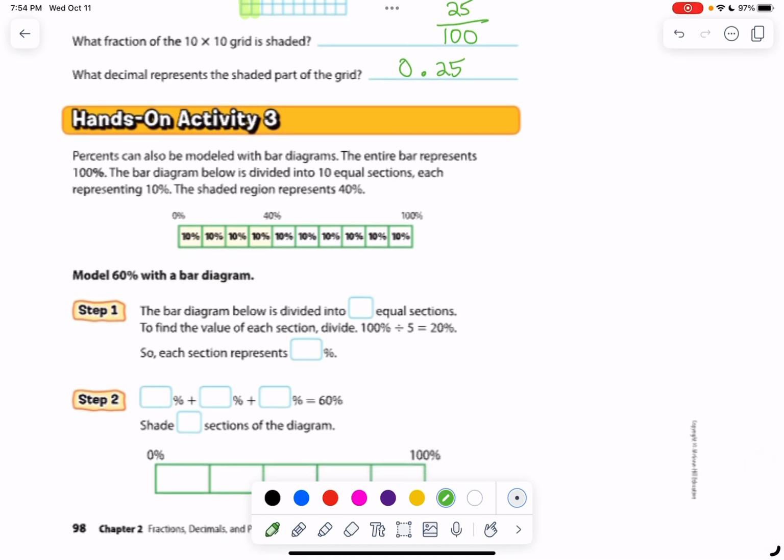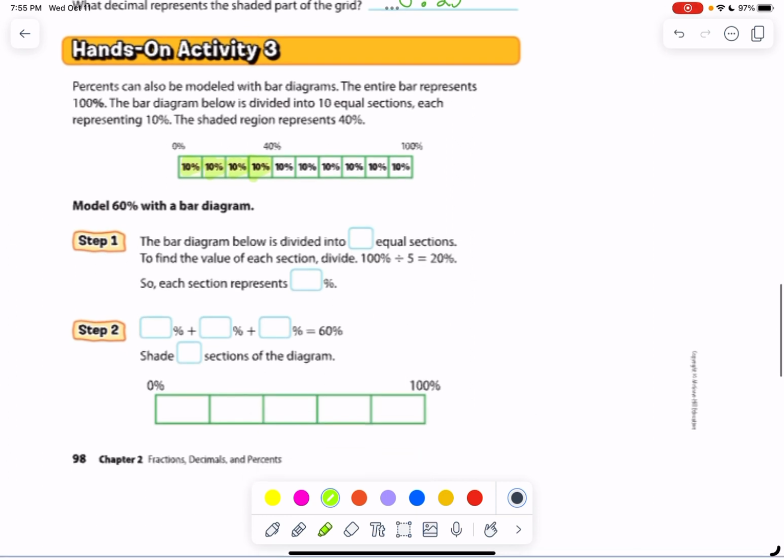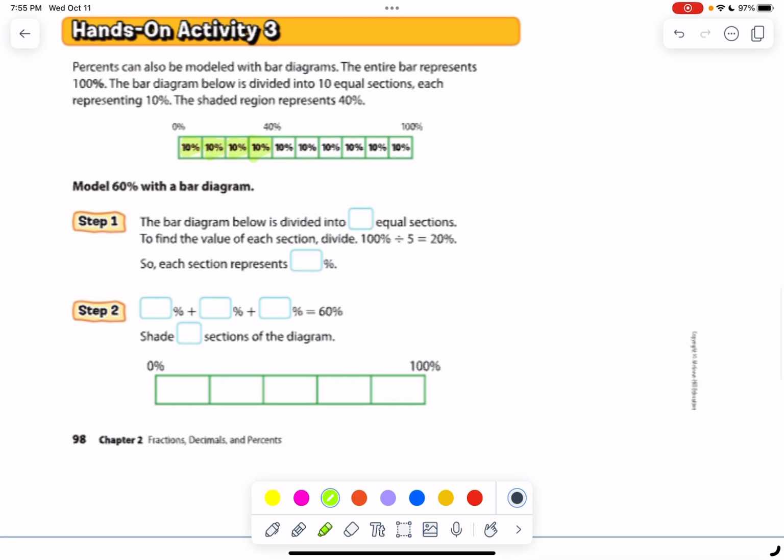A bar diagram is another way that we could represent a percent. So here it shows a bar diagram representing 100% divided into 10% sections, so there's 10 squares. If we were to represent 40%, we would shade 4 of the 10. Now let's model 60%. The bar diagram below is divided into 5 equal sections.